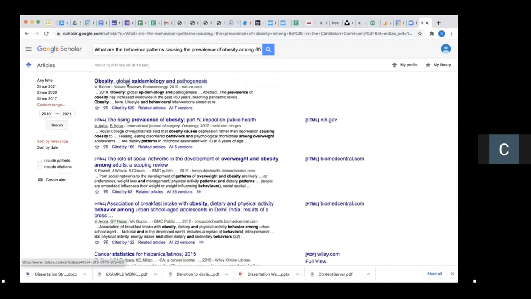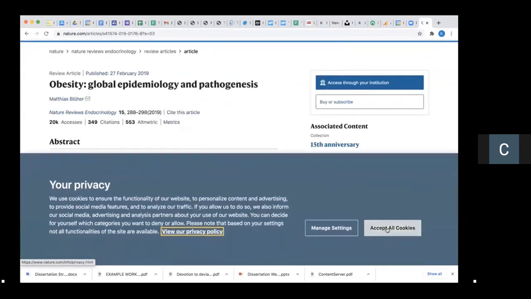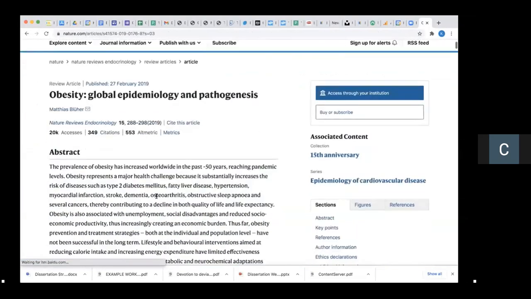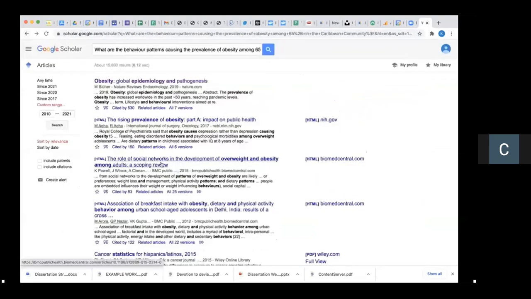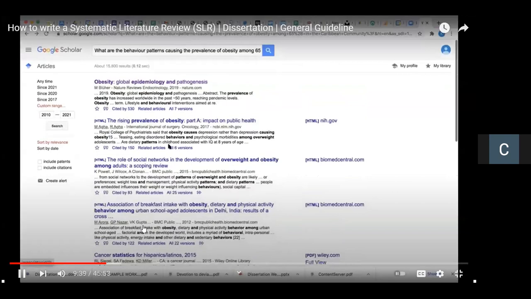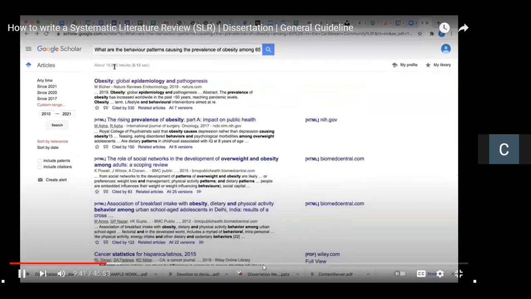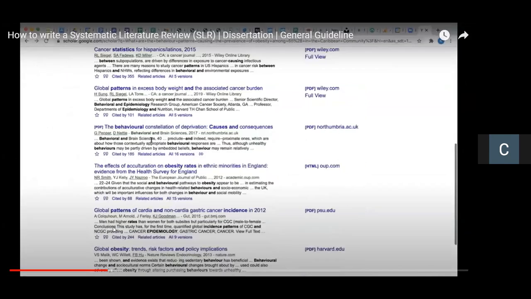How do you generate topics? You look: obesity, global epidemiology, pathogenesis. Is this relevant? We don't know. You need to open and check. Accept all cookies. Is it relevant? Yes or no? If it is, paste the link into your preparation document before you start to write. Going on Google Scholar, it is not a realistic expectation that you will go over 15,800 articles.